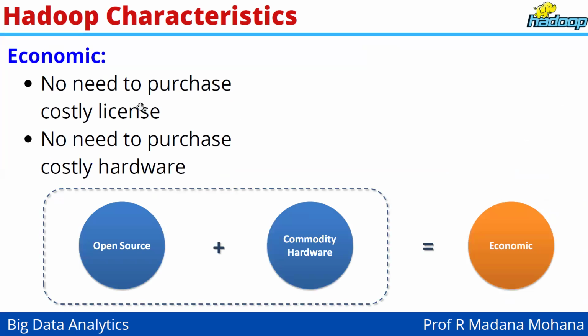Then economic. Here we already mentioned Hadoop is an open source framework. That's why there is no need to purchase a costly license, and also no need to purchase costly hardware. Open source plus existing commodity hardware. Because of these two advantages, it is more economical.